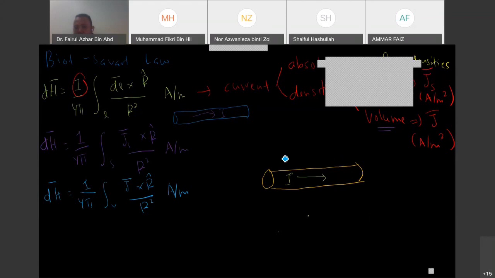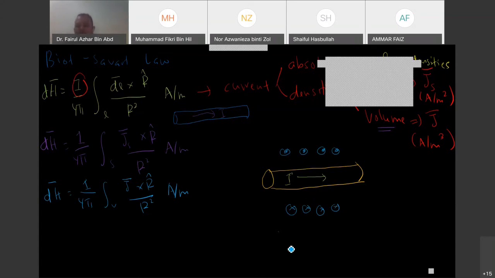Okay. So if we refer to the right hand grab rule, on this side we will have the direction of the field flowing outside from our plane, from our screen. And on this side, the direction of the magnetic field is flowing inside our screen.